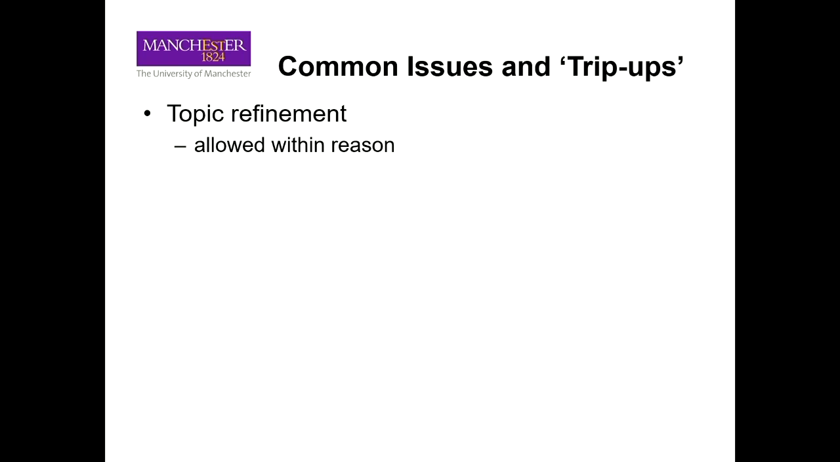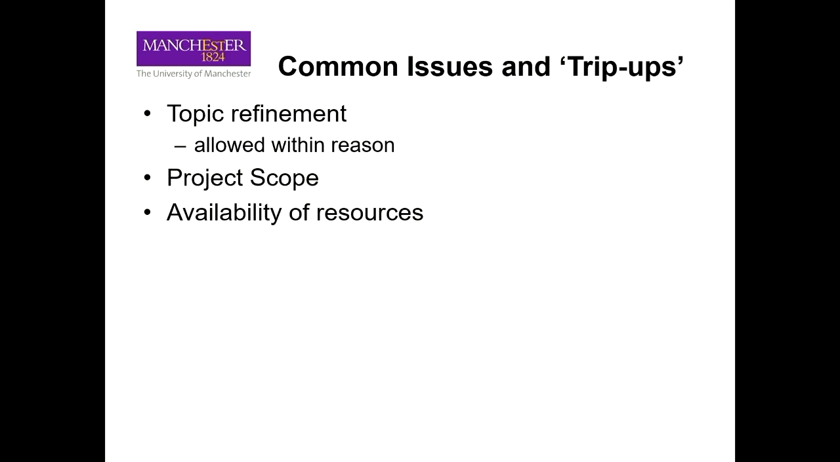If you don't, then you're going to start getting behind. So topic refinement, yes, but within reason. If you don't know what your topic is by the beginning of semester two, you're really in trouble. By the middle of semester two, you will likely fail your unit. If you get 40% or less in this unit, you will not get an honors degree. You will get an ordinary degree. So it's not something to dismiss. It's important. So, resources.